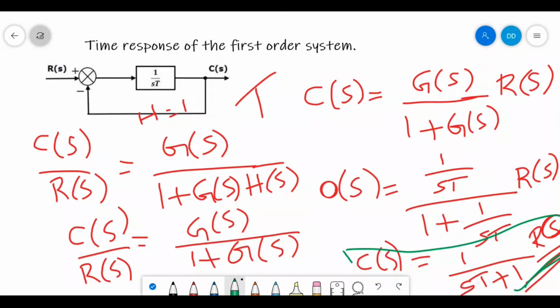We will find out the responses of the first order system for each type of input. That is, we will consider R of S first as impulse, then ramp, then step, and then parabolic, and we will see what is the time response for a first order system. You can see in the denominator we have S power equal to 1. That's why we call it a first order system.